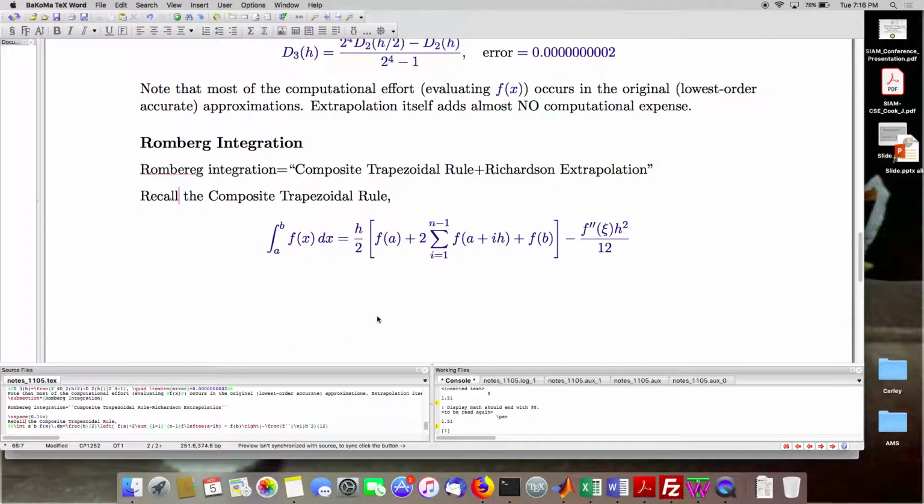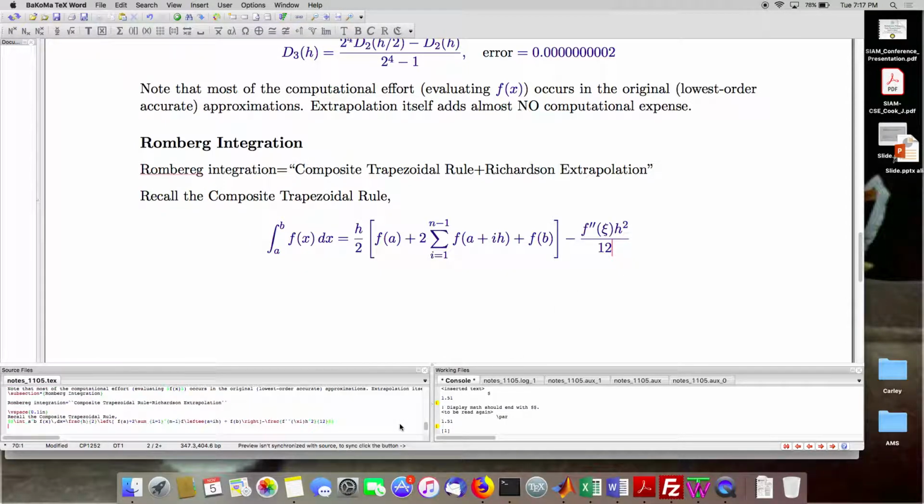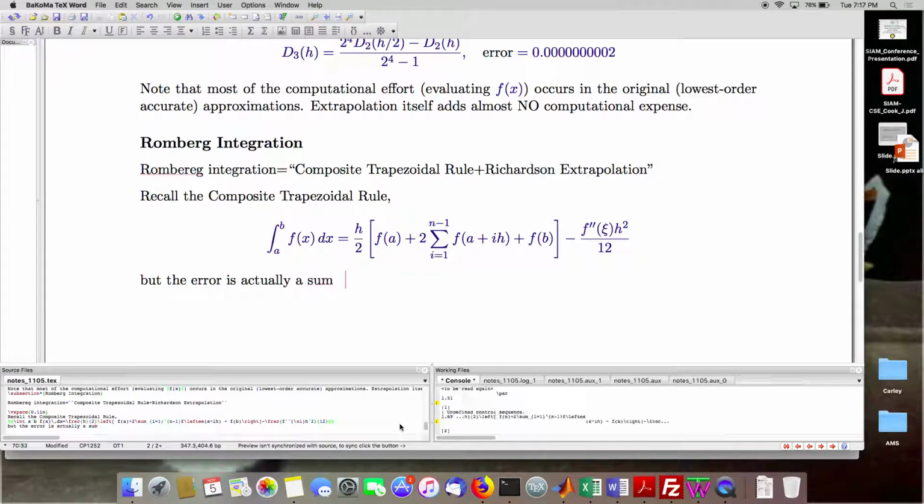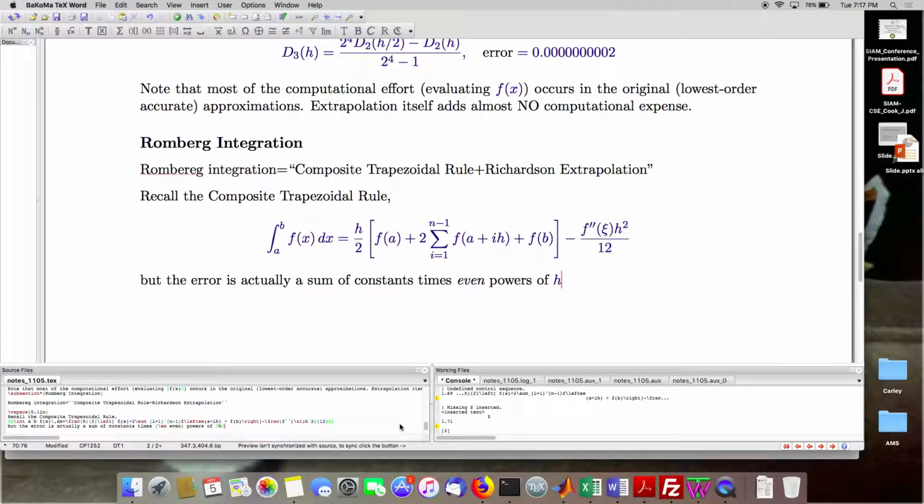Now, that is the formula for the error that I derived previously. But we actually know something more about the error than that. And that's what we're going to use. The error is actually a sum of constants times even powers of h, just like with the centered difference for f prime of x naught. It is possible to describe the error this way. So there's a term of order h squared, this one, plus another term of order h to the 4th, and h to the 6th, h to the 8th, and so forth.